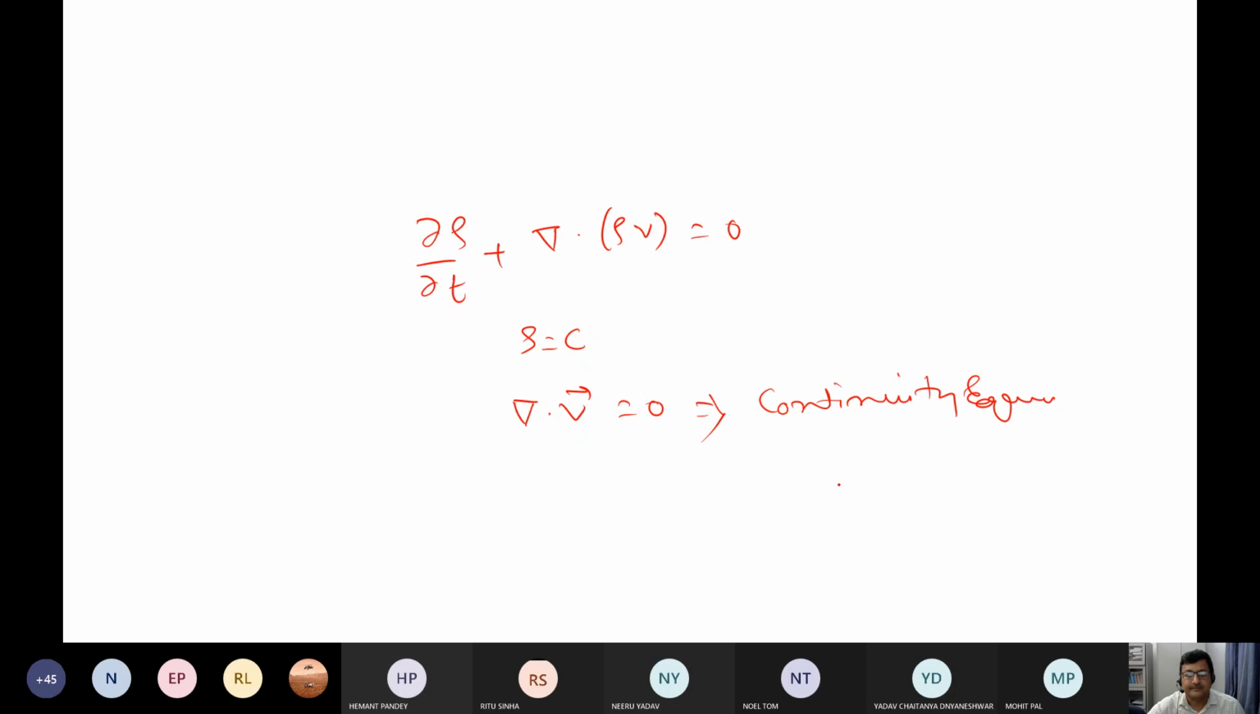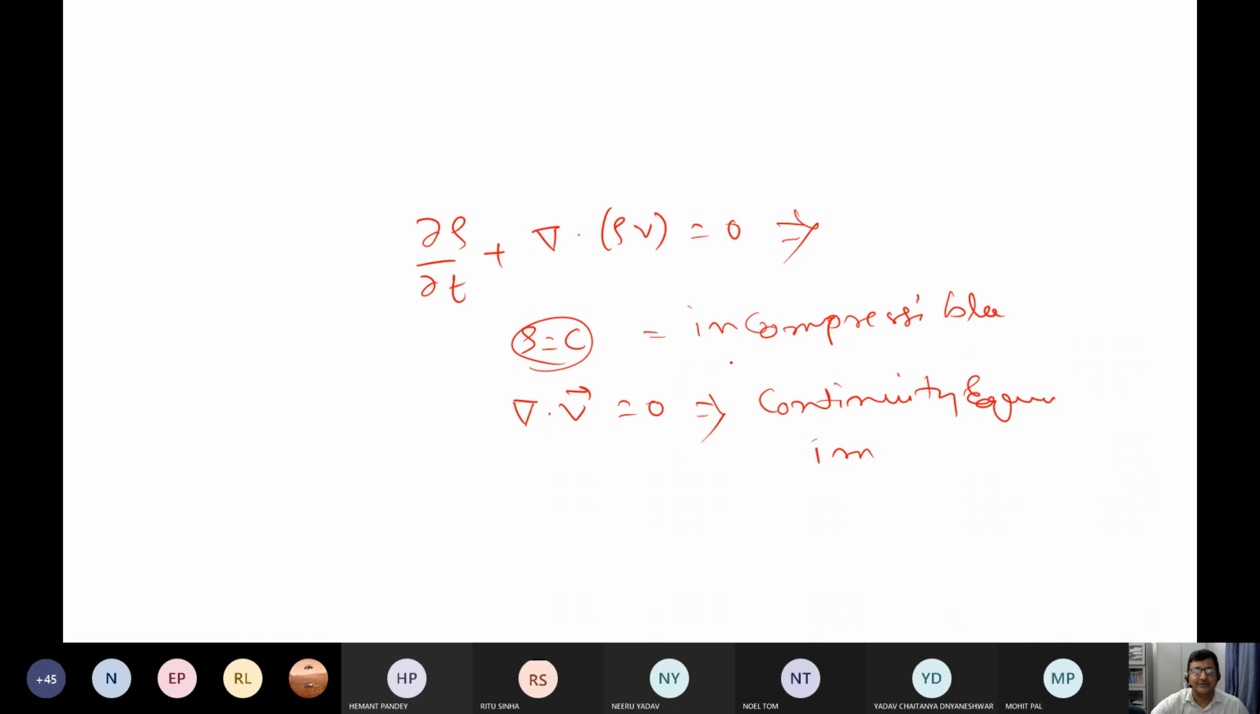What is that? Del rho by del t plus divergence of rho V is equal to 0. Now, if rho is constant, then you can write divergence of V equal to 0. That means this is your continuity equation for what? Incompressible fluid. Rho equal to constant means it's an incompressible fluid, right? Incompressible means the density is not changing with respect to time and space. But this is the total mass balance equation, right?